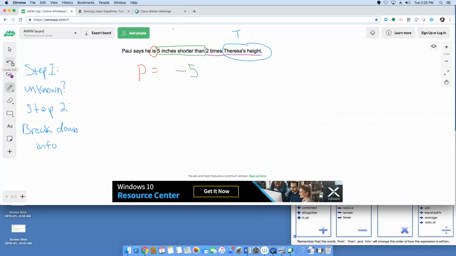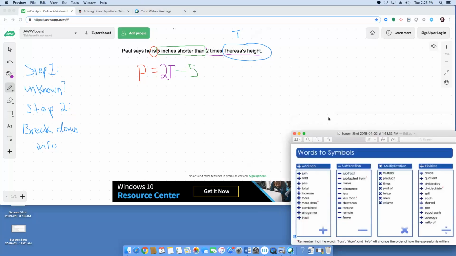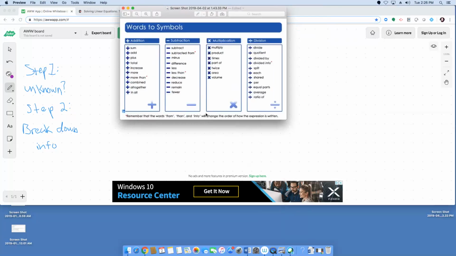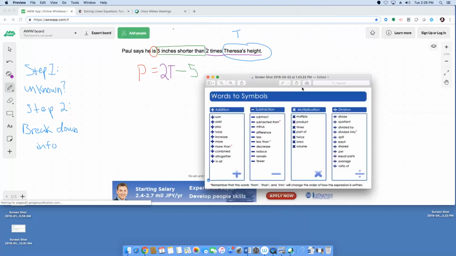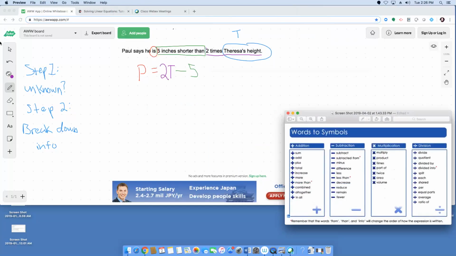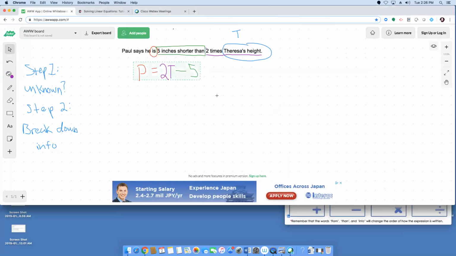Okay. So Paul is 5 inches shorter than 2 times Teresa's height. So we're going to write 2 times Teresa's height like this. 5 inches shorter than 2 times Teresa's height. And notice on this chart at the bottom, let me just show you down here. Remember that the words from, than, and into will change the order of how the expression is written. So that applies here. So let me move this down for you and just show you what I mean.